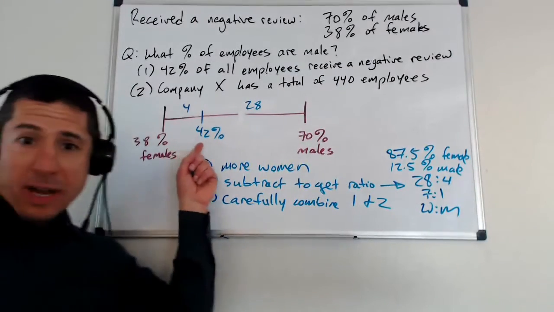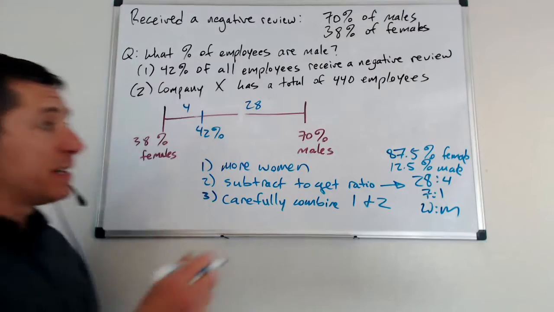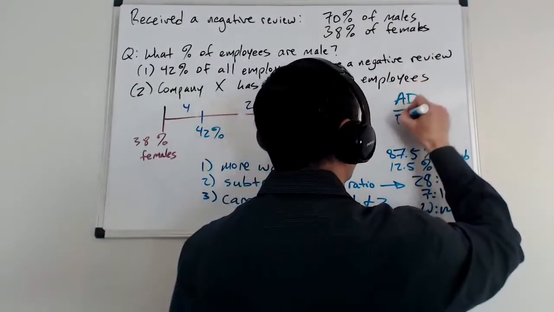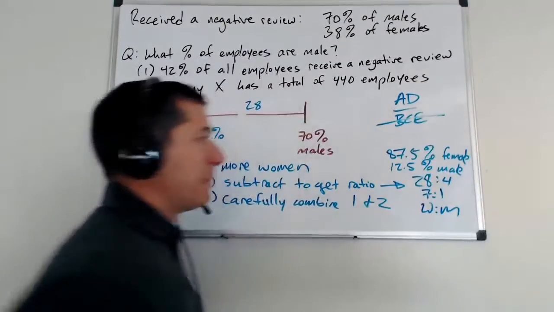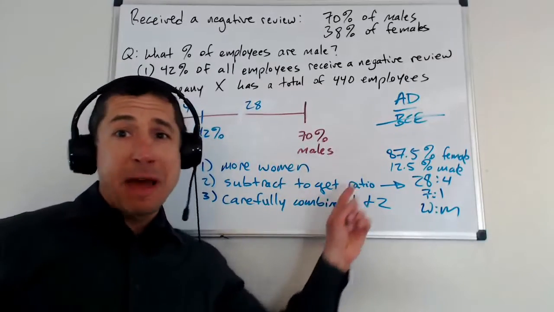So as soon as you know that weighted average, that tells you the answer. Statement 1 is sufficient. We can cross out B, C, E. Now, to be fair here, this is more math than you would need to do in reality.